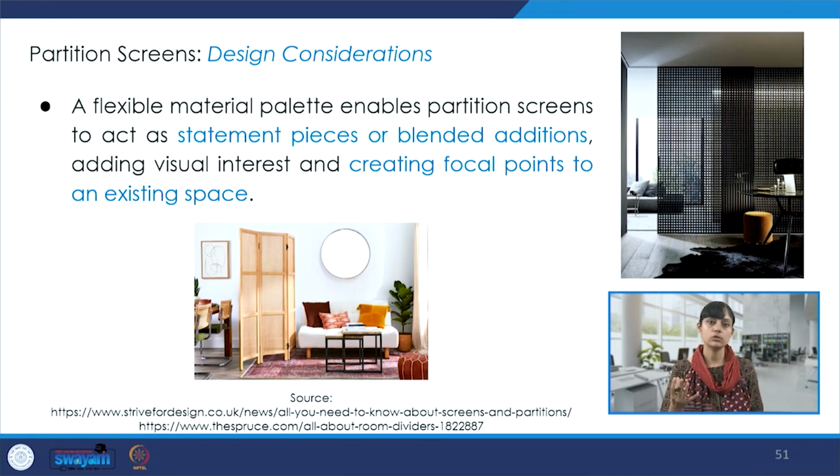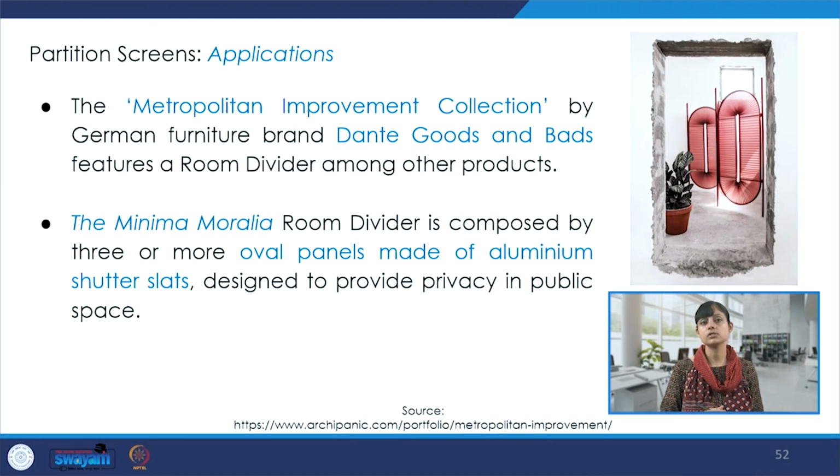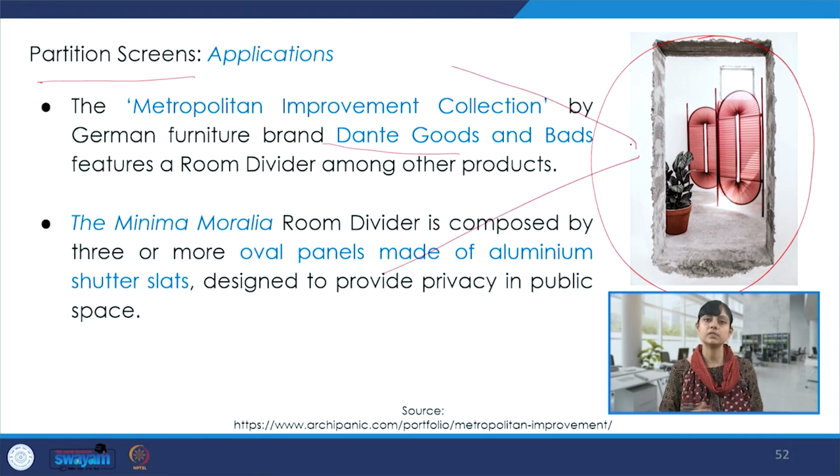And we can also create focal points within an existing space using these kinds of partition screens, not just for dividing spaces, but also as exquisite pieces that create a focus in that space. In terms of applications, we see a lot of use of partition screens. The Metropolitan Improvement Collection by German furniture brand Dante Goods and Bads features a room divider among other products, and it's very popular and nicely designed. Then there is a Minima Moralia room divider, and here we see oval panels made of aluminum shutter slats. So these are some good examples.